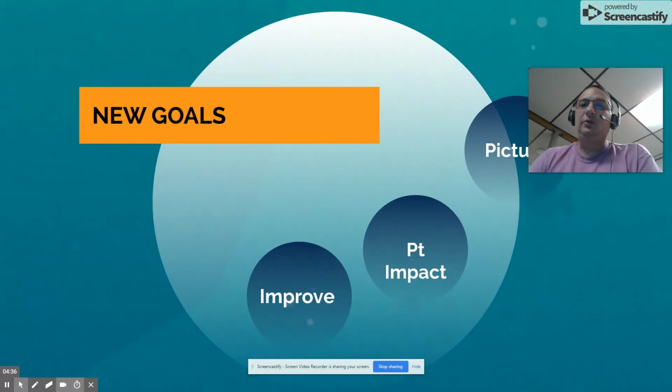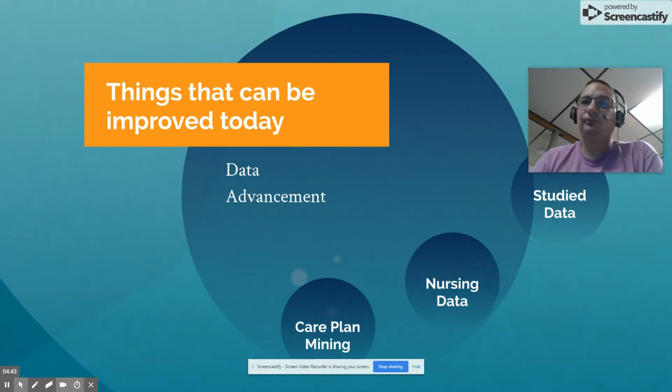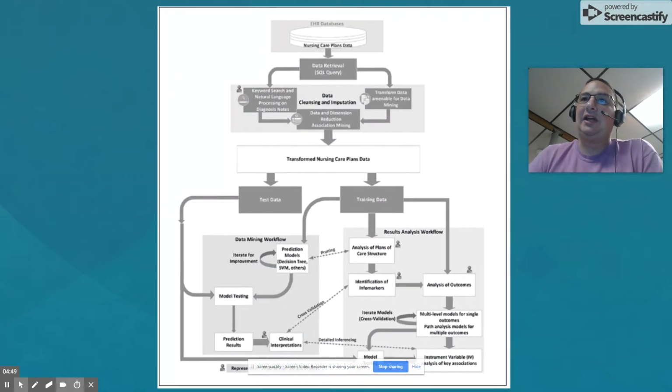So, some of the new goals, obviously, we want to improve the patient impact and look at the bigger picture. So, how could we do that today? Well, we look at data and use that to advance. So, if we're care plan mining, again, here is another graphic representation of care plan mining.